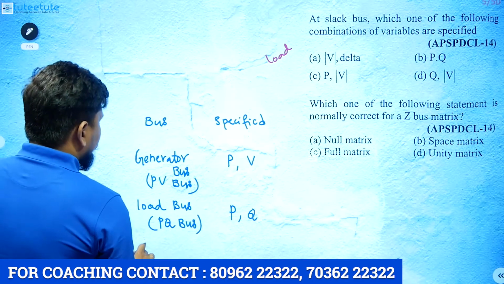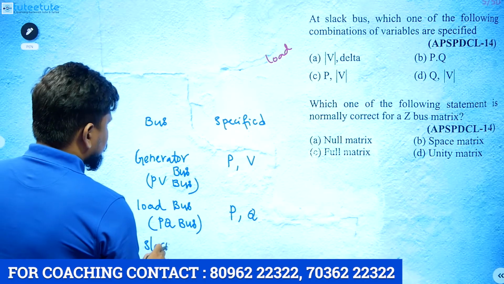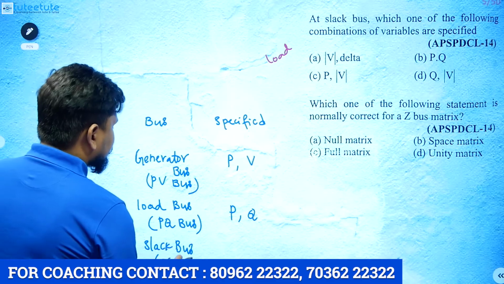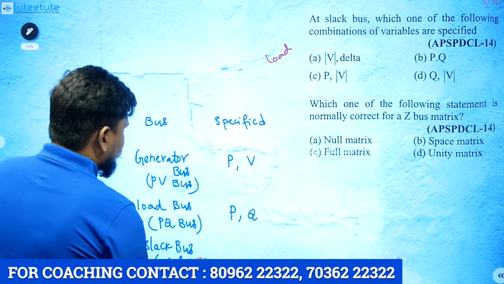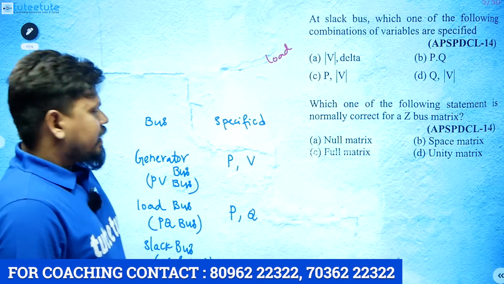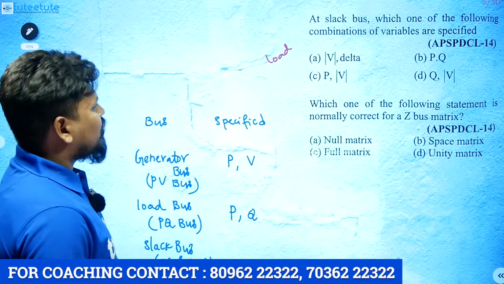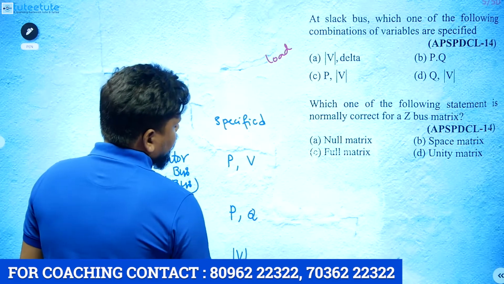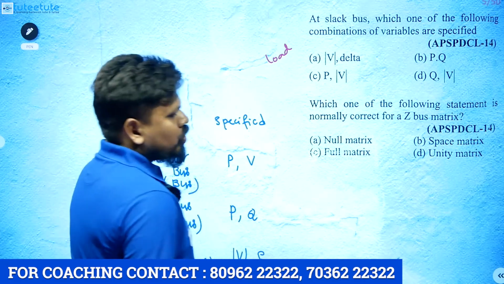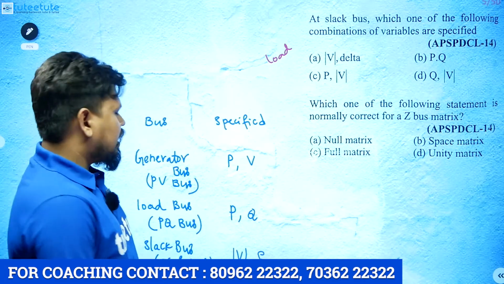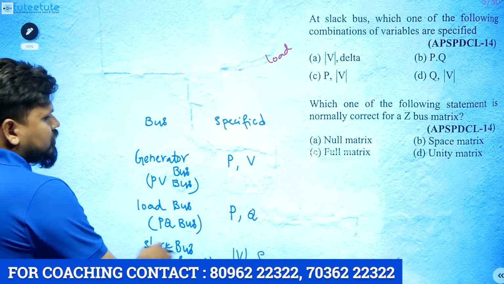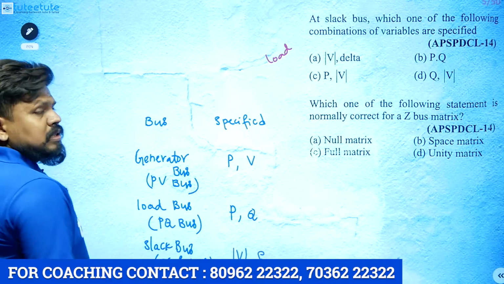Now the next one is the slack bus. Slack bus is also called the reference bus. At the reference bus, the specified values are the voltage and the angle delta, the rotor angle or stability angle. So this angle is specified. These are the things specified for the reference bus or slack bus.